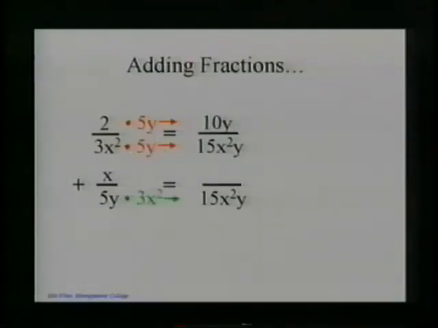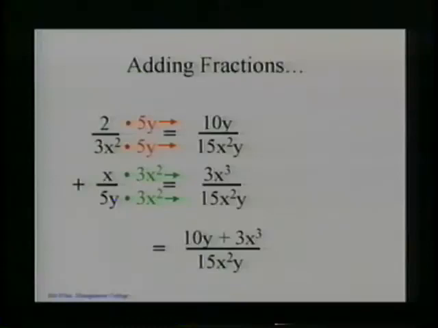Okay? The bottom, I notice I multiplied by 3x squared. So I better do it to the top. Okay, and what do I get? 3x to the third. Once again, as you can see, I didn't cheat. I multiplied by 1. That's why I need this least common denominator. Well, now I have two fractions that I know how to add because they have the same denominator. And all I do is add the numerator of this one to the numerator of this one, and I get 10y plus 3x to the third over 15x squared y. And that's the deal. So that's the basic idea of how to add fractions.